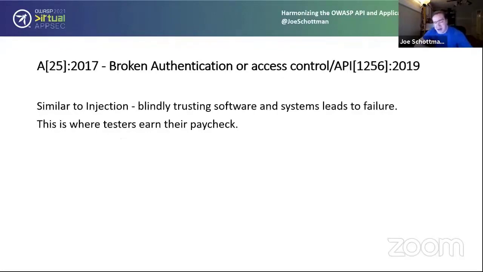So like I said, I combined the application number 2 and number 5, and then the APIs 1, 2, 5, and 6 into this large idea of broken authentication or access control. Again, the flaws with APIs are similar, where a developer might be blindly trusting the software systems that are talking to the API, and that leads to the security failures.